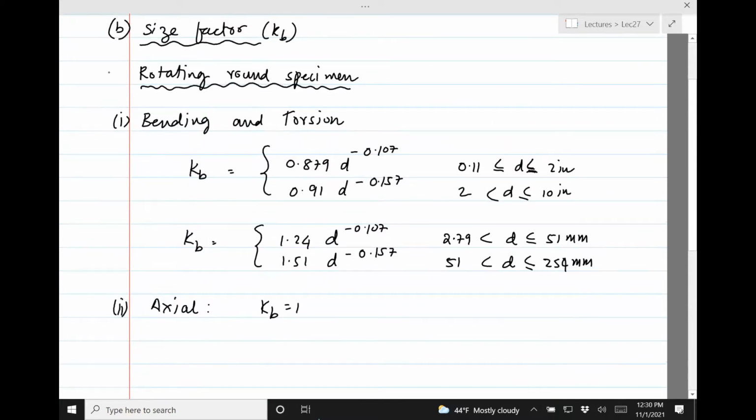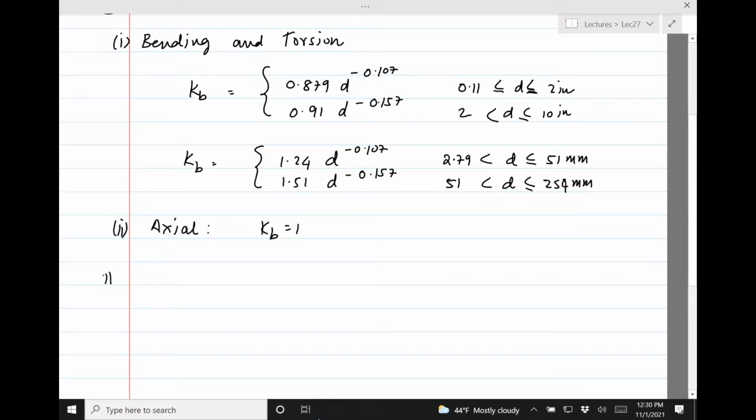Let's call this 1, let's call this 2. Second one is for a non-rotating round specimen, or if it's a non-rotating specimen, sorry, non-round specimen, rotating or not, you should use these formulas. The issue now is that for non-round specimens, like square or rectangular specimens, there's a breadth and height, and how do you relate it with D?